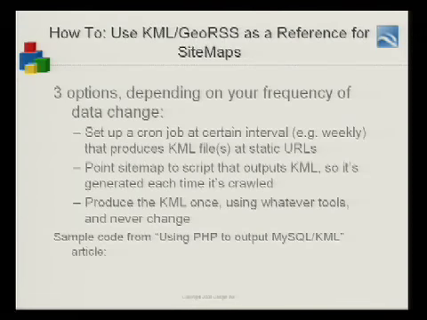There are a few different options you can use to do this. One, you can set up a cron job that at certain intervals produces some static URLs. Another is you can point the sitemap to a script that outputs the KML. It might be the same kind of script that you use to output your JSON or whatever other data format you're using. If your site doesn't change very often, you can produce the KML once using whatever tools you use. You can even hand code it and then put that up there and have that indexed.